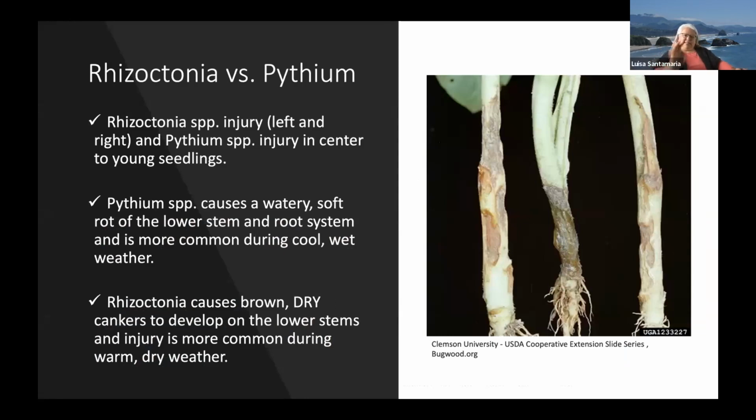Okay, here are the pictures just to summarize what I'm talking about, the cankers and how to differentiate between Pythium and Rhizoctonia. This is a good example. On the left and the right, we have these lesions caused by Rhizoctonia, and in the center, we have the symptom caused by Pythium. As I said, Pythium causes more watery root rot in the lower part of the stem, while Rhizoctonia causes more dry cankers and develops along the stems of the plant.